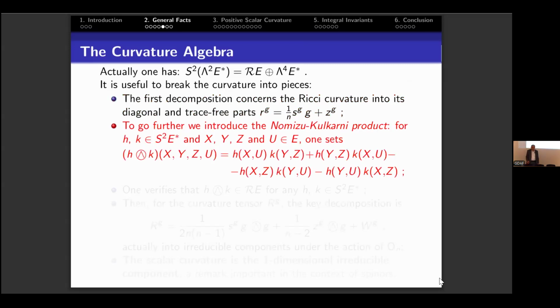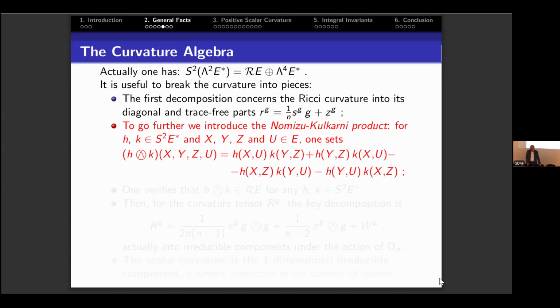Therefore, in order to finalize the decomposition of the curvature tensor, it's important to introduce an operation which looks very bizarre the first time you meet it, but actually is very important, which we call the Kulkarni-Nomizu product, and which is the following one. You take 2 symmetric tensors, H and K, and you have 4 vectors.